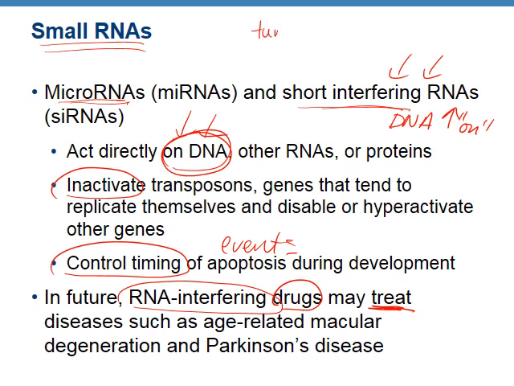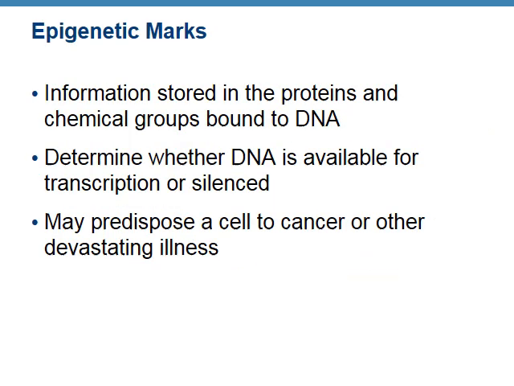So let's say you have a tumor suppressor gene on your DNA, and for some reason your tumor suppressor gene has been turned off. Could we create an RNA that could go into your DNA and turn this tumor suppressor gene back on? So that's kind of what we're looking at.